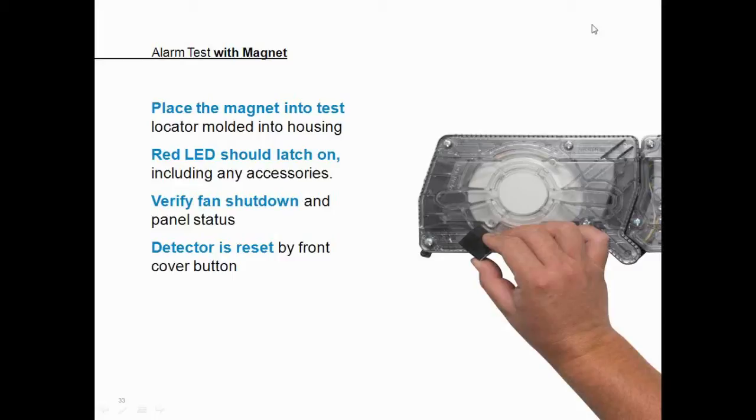All fans and associated equipment should also shut down, as well as a signal being sent to the fire alarm panel if the detector is tied to one. To reset the detector after doing magnet testing, you would press and release the test button on the power side of the detector.